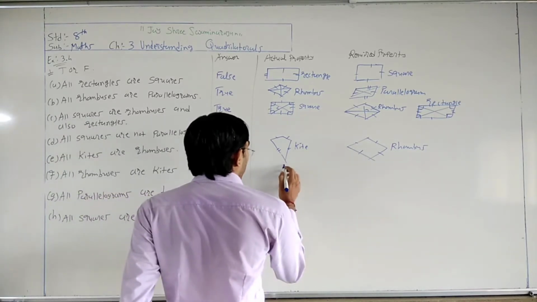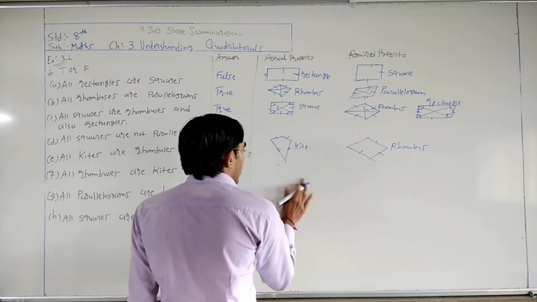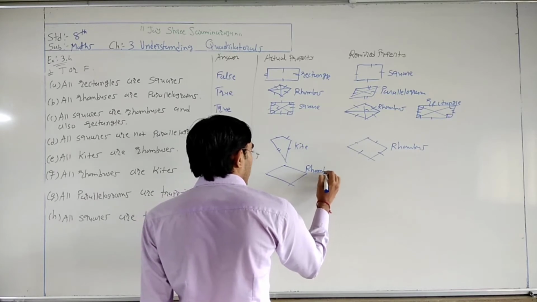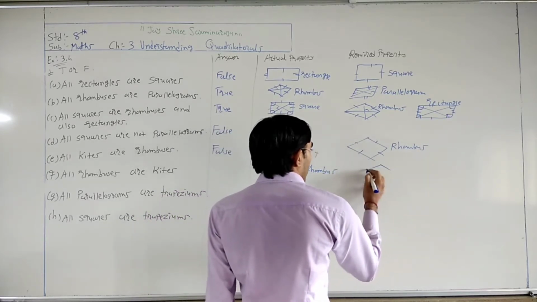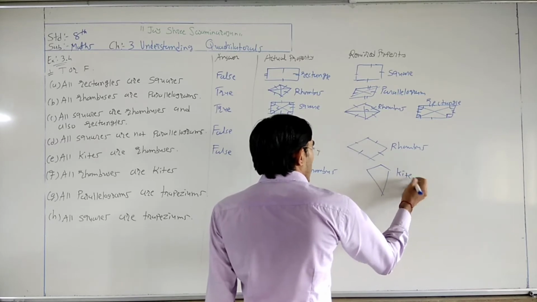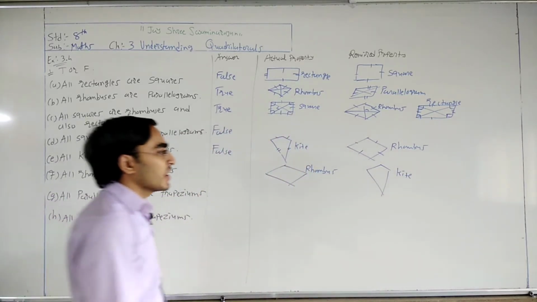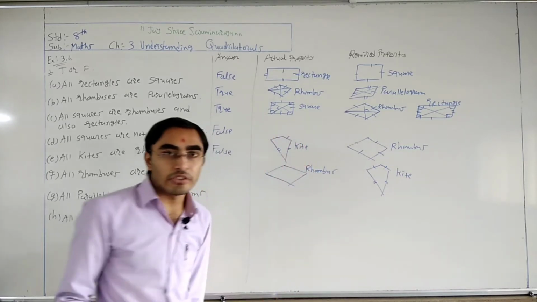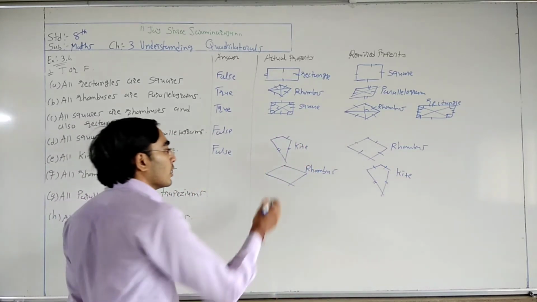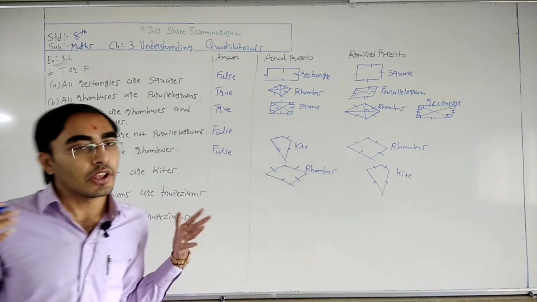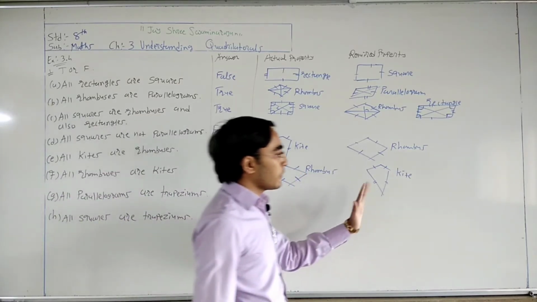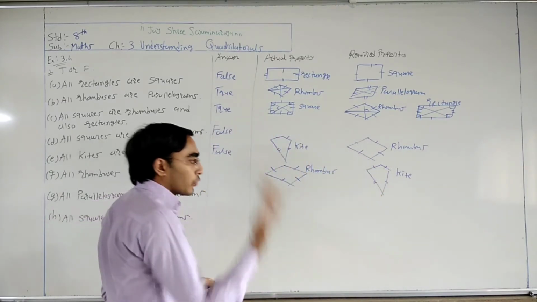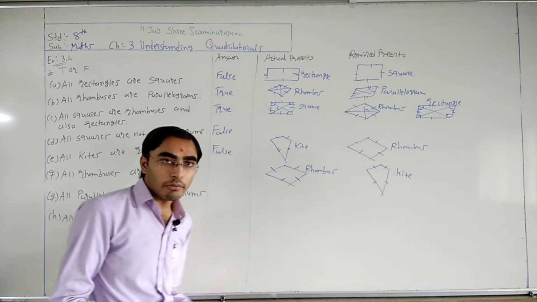So here we have a rhombus, and here we have a kite. Now for a kite, what do we want? Adjacent sides are equal. These two adjacent sides are equal, and these two adjacent sides are equal. In a rhombus all four sides are equal, so definitely adjacent sides are equal.